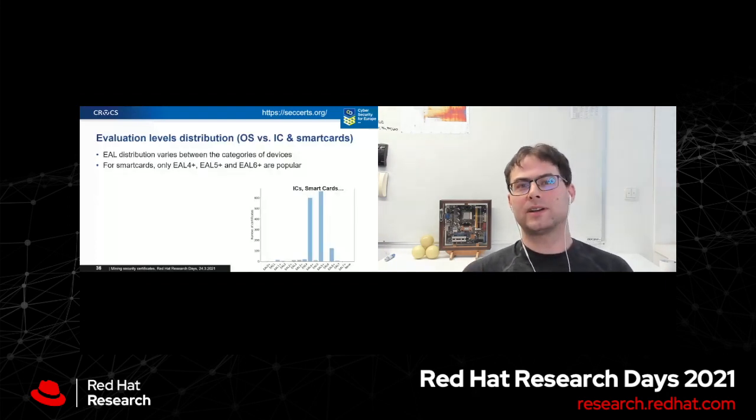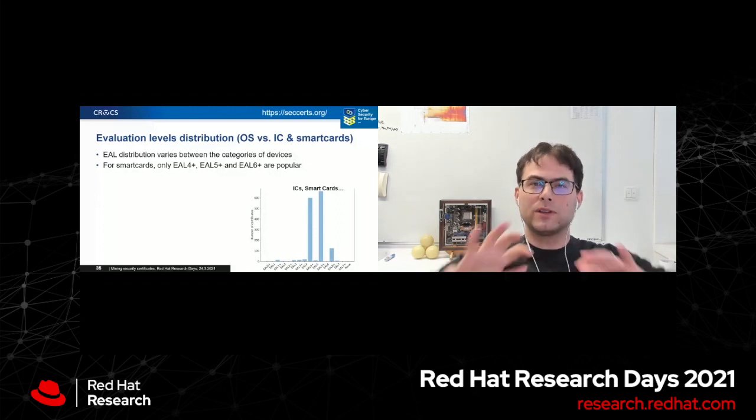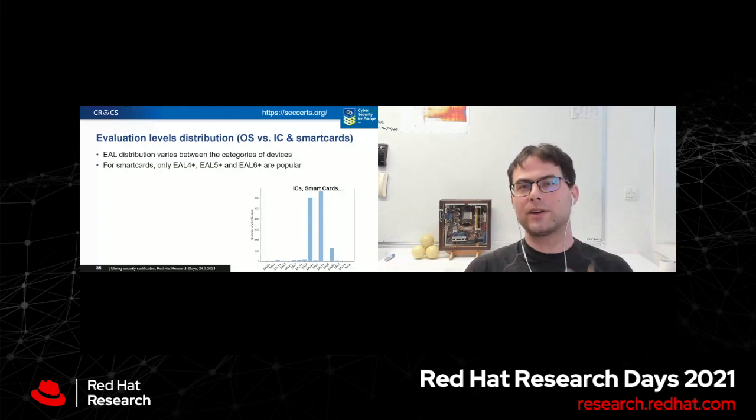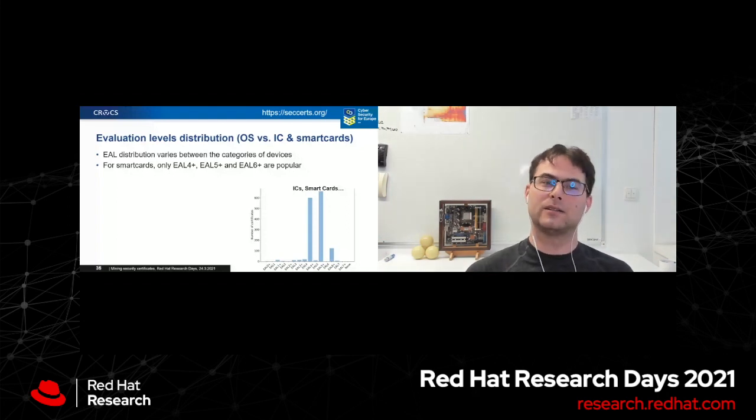Then you may start to ask, okay, this is for the whole ecosystem, all certificates together. But what if we start to separate them? Are there any differences between the domains? Let's take a look at smart cards. So for smart cards, 4+, 5+, 6+ are the most popular. You can see them here.